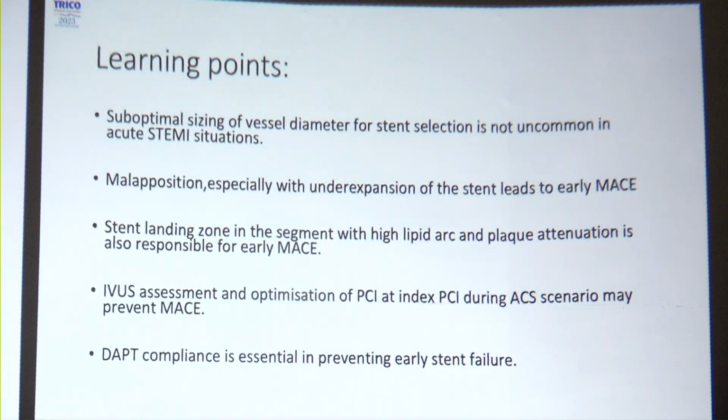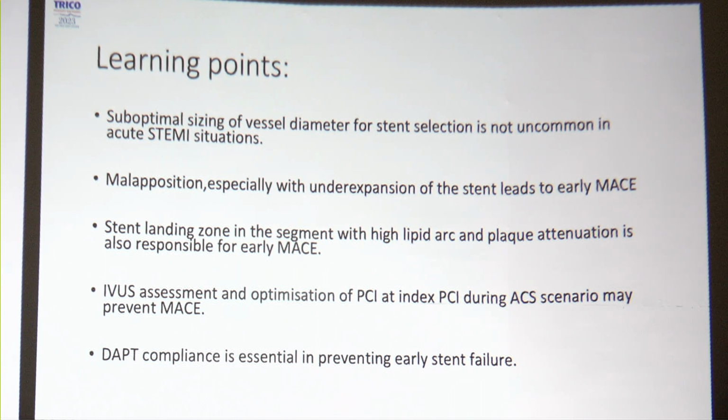So optimal sizing of vessel diameter for stent selection is not uncommon in an acute STEMI situation. Most often we undersize the vessel because of that milieu in which there are so many vasoconstrictors, and therefore we undersize that vessel, and often we don't do post dilatation aggressively, fearing that there can be slow flow, no flow. So these are the things which can happen commonly in the ACS situation.